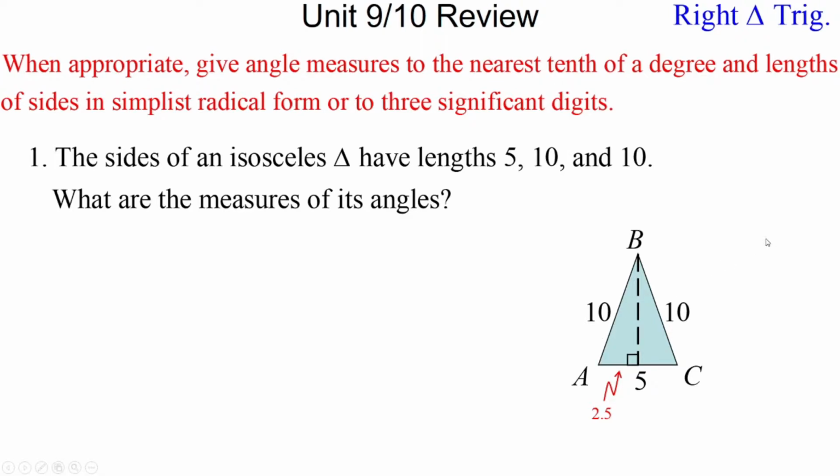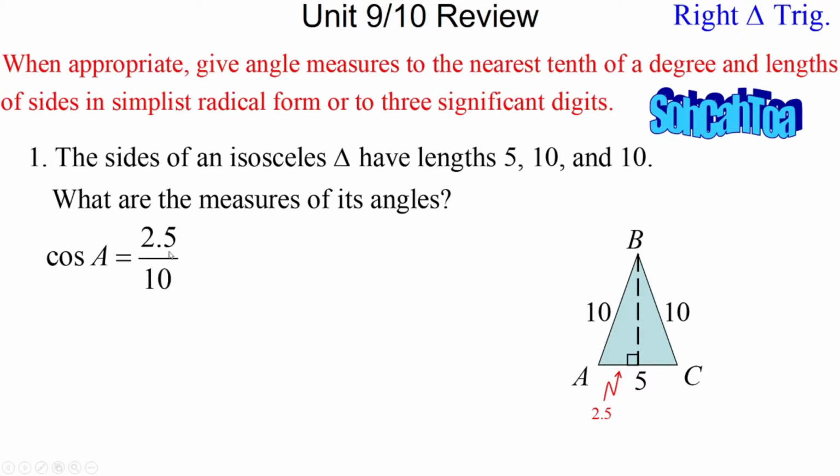Alright, and now I think about this, the 2.5 is adjacent to angle A, and the 10 is the hypotenuse, so adjacent to hypotenuse, SOHCAHTOA. That's cosine, adjacent over hypotenuse. Alright, so I'm going to say cosine of angle A is 2.5 to 10. And you could simplify that if you want, but we're going to use a calculator so you don't have to. So now to find angle A, we're just going to go inverse cosine of both sides. So the measure of angle A is inverse cosine of 2.5 over 10, and I'm getting 75.5 degrees.